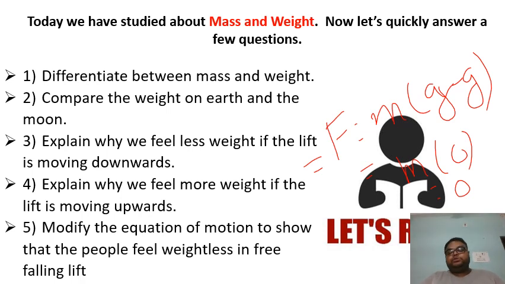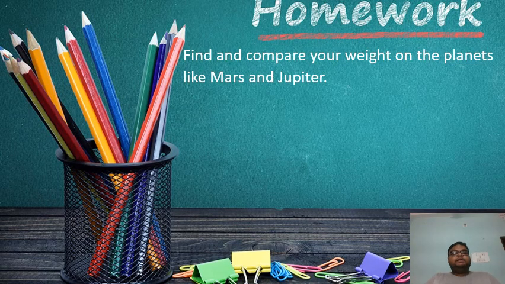So now let's come to the homework section. In the homework section, you need to compare your own weight on different planets like Mars and Jupiter. For that I am giving you a little hint: you will need to find the acceleration due to gravity on those planets. Okay, students, right? Is there any problem in today's class, or is everything clear?